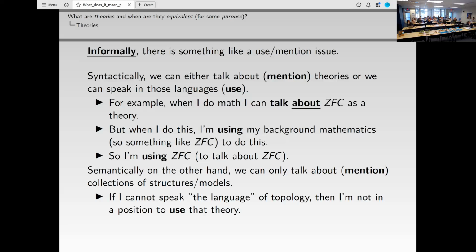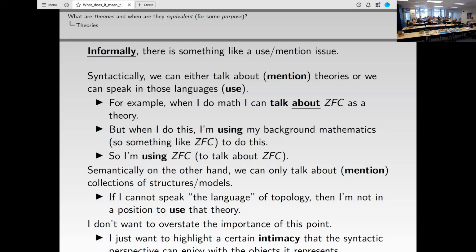I don't want to play too, so I cannot speak the language of topology. If we take seriously what I've said before, then I'm not in a position to, so to speak, use that theory, at least in the same way that we can use ZFC. I don't want to overstate the importance of this point, so I'm probably not really interested in a priority claim. What I really just want to highlight is there's a certain intimacy that the syntactic perspective has with regard to the objects that it tries to represent. So it's just literally speaking the language of this thing.